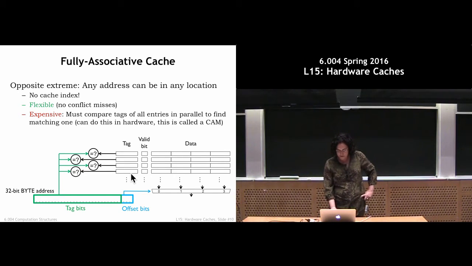Okay, and so the way, once again, this would work is you would use your offset bits to identify which of the blocks you want, and then you would use your tag bits to compare to every single tag and identify which is the one, if any, that matches your tag, and if so, return that piece of data.